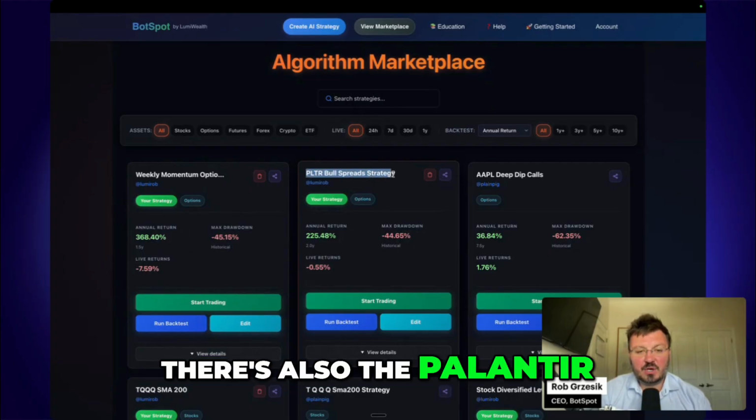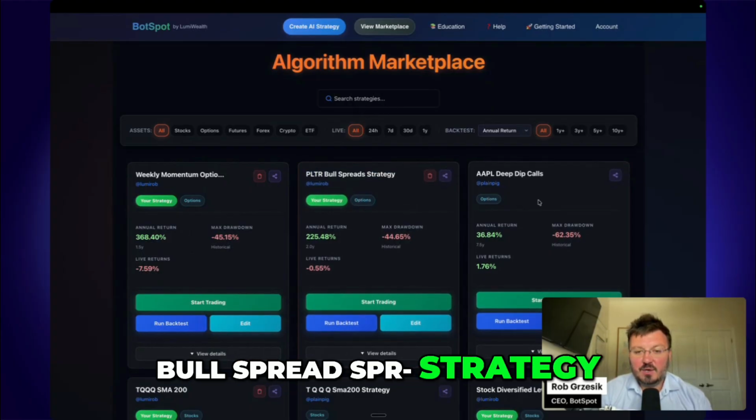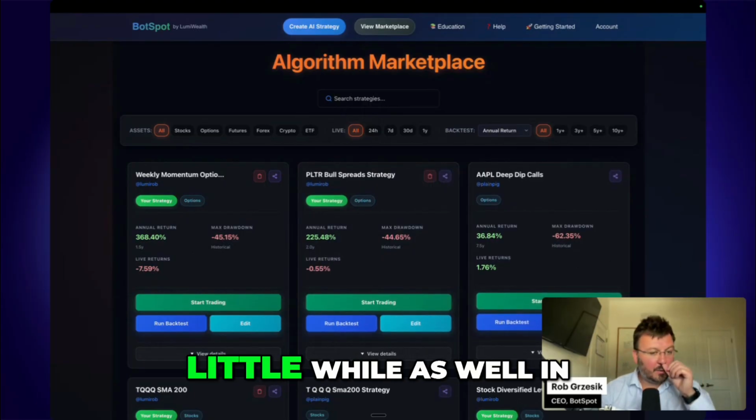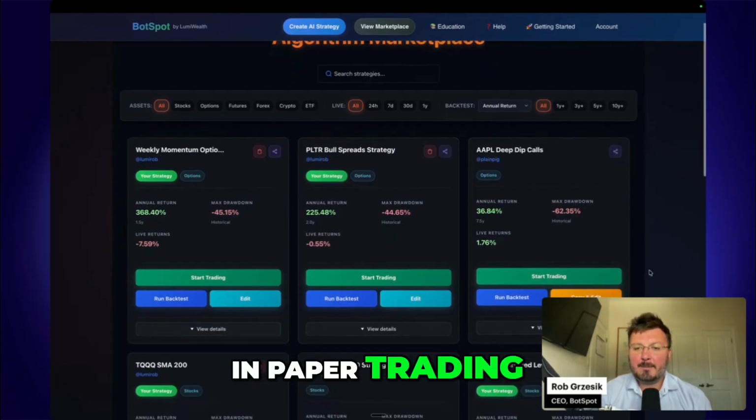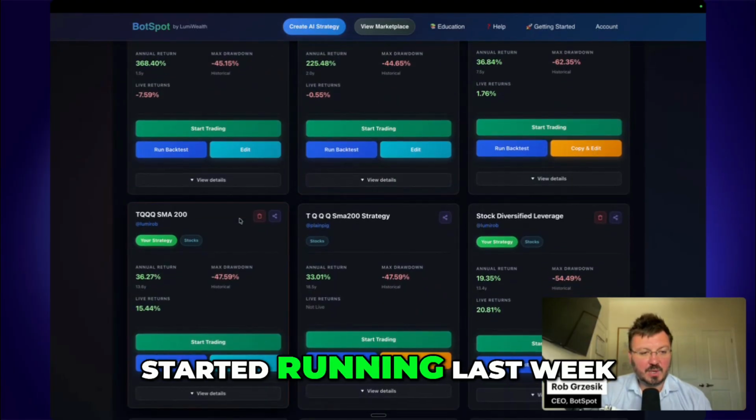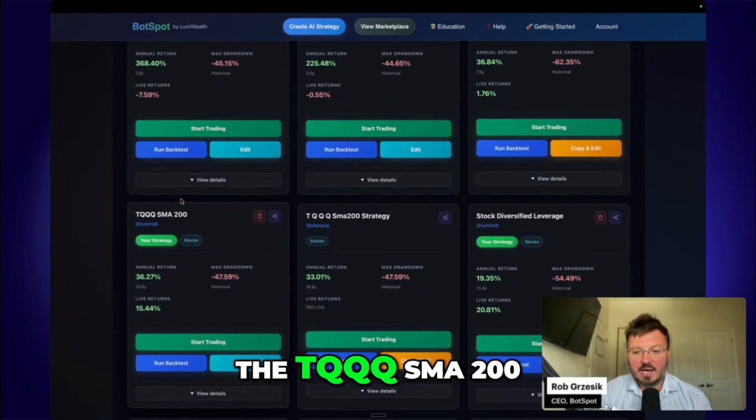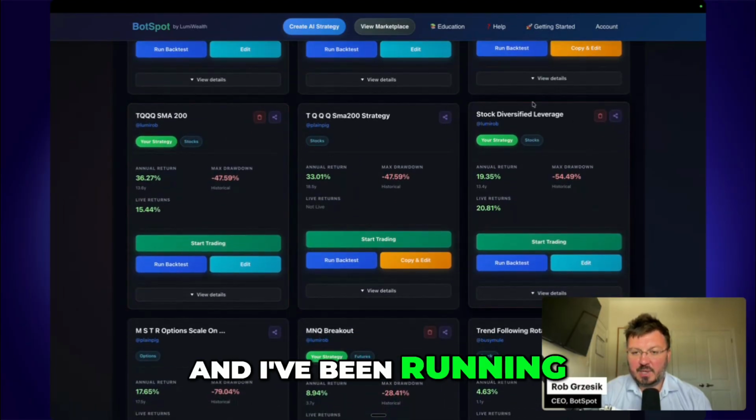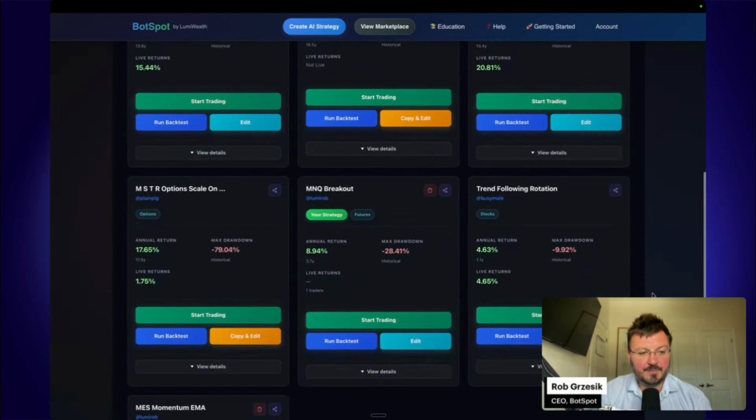There's also the Palantir Bull Spread strategy, which I think is pretty interesting as well. I think we've been running that for a little while in paper trading. And then there's some other bots here they can look at. I think this is the one that I started running last week, the TQQQ SMA 200. And I've been running this diversified leverage bot for some amount of time.